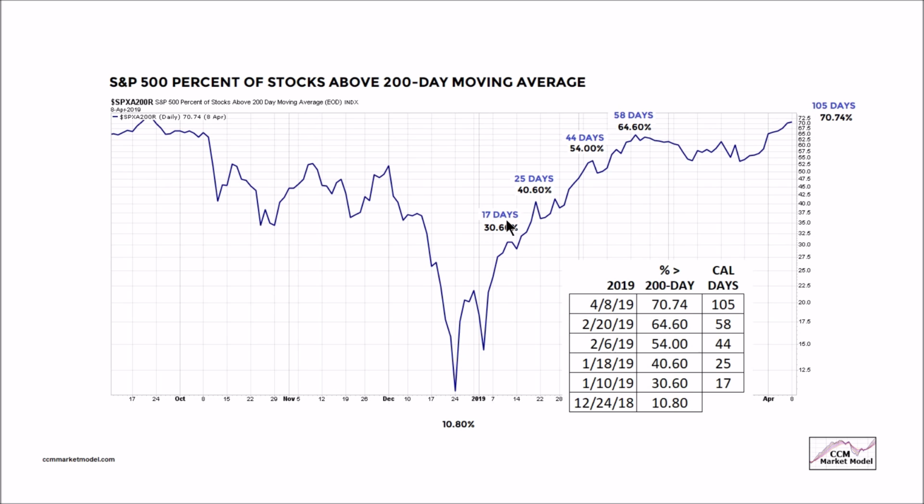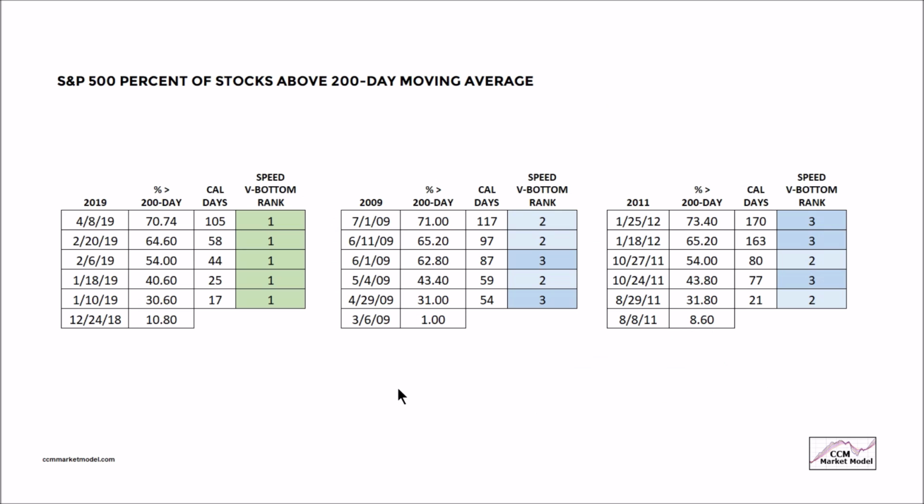In the present day, it took 17 calendar days to move from 10% to 30%, 25 days to move from 10 to 40, 44 calendar days to go from 10 to 54, 58 days to move from 10 to 64, and 105 calendar days to reach 70.74. Is this faster, slower, or about the same relative to the other two historical cases? The answer is, in every single case, faster.